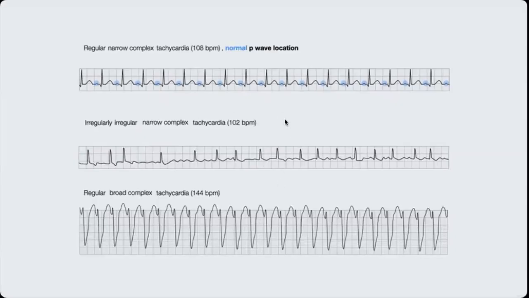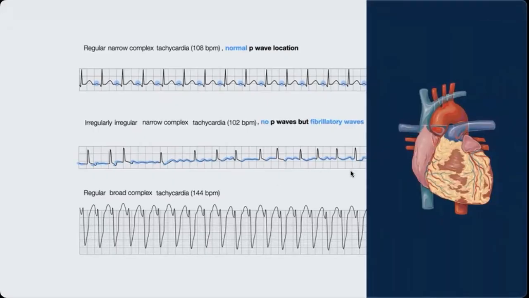How about this P wave location? Here, instead of P waves, we have these waves, which are known as fibrillatory waves. So there are no P waves, but there are fibrillatory waves instead. Before, in the previous section, we said that because it's narrow, it has a supraventricular origin, and it's firing irregularly and doing so fast.